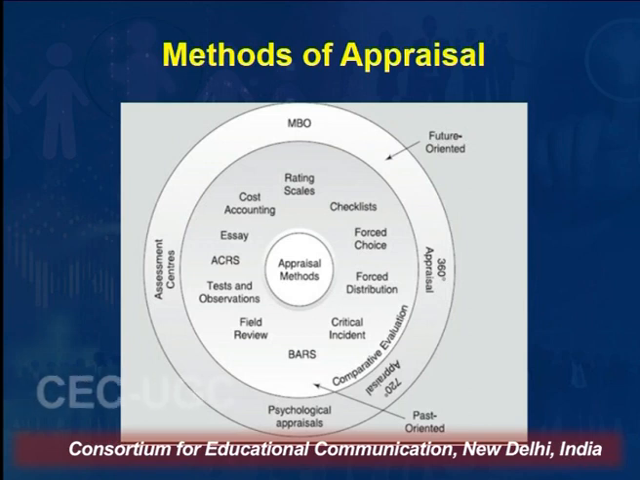I will just quickly name them. In the past oriented, it is the critical incident, BARS, field review, then there are tests, then ACRs, essay method, rating scales, checklist, forced choice, forced distribution. So these are all past oriented methods. Then there are future oriented, in which there is management by objectives or the MBO, the assessment centers, the 360-degree appraisal, the psychological appraisals. So all these are future oriented methods.